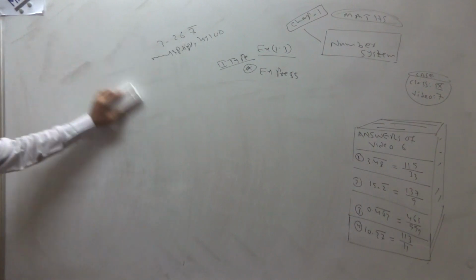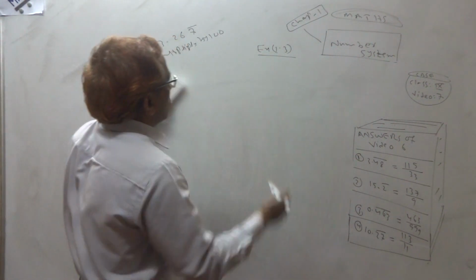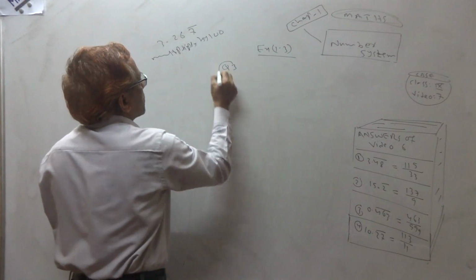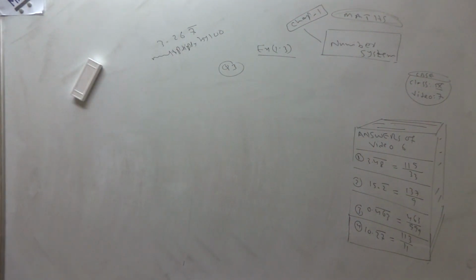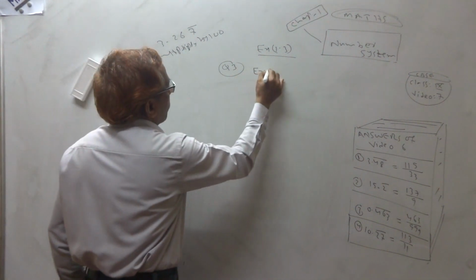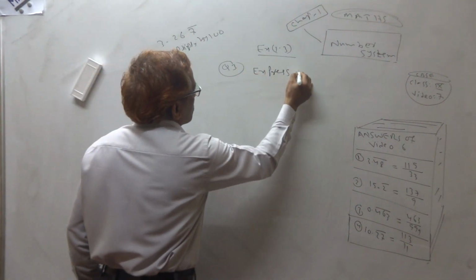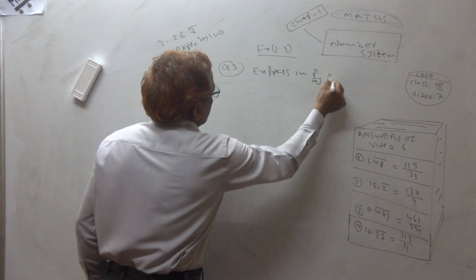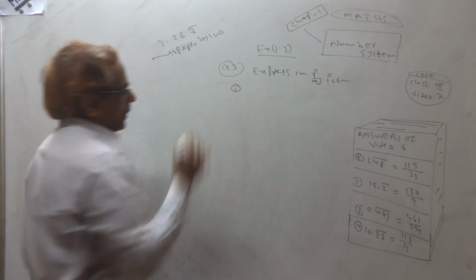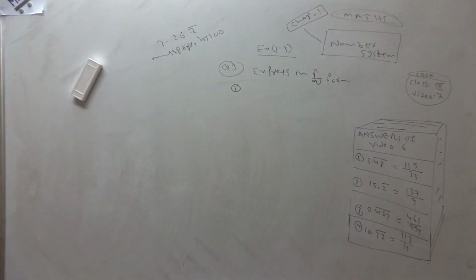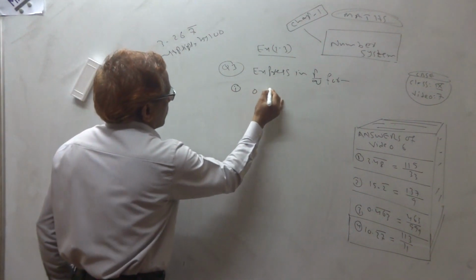Now you go to exercise 1.3, question number 3. Express in P by Q form. See, now we are doing textbook questions. Express in P by Q form, the first bit. Now easily you can do the textbook questions.